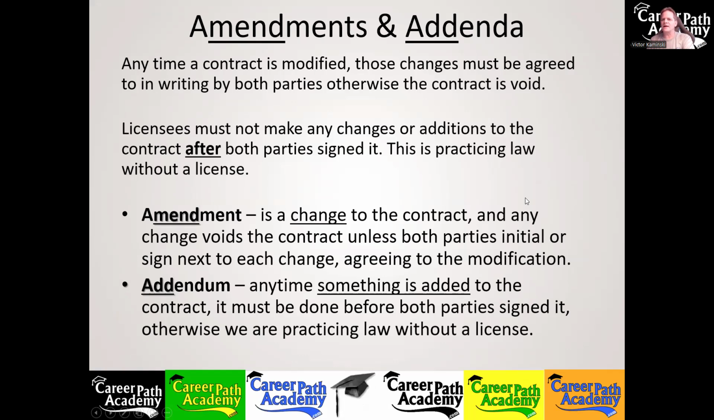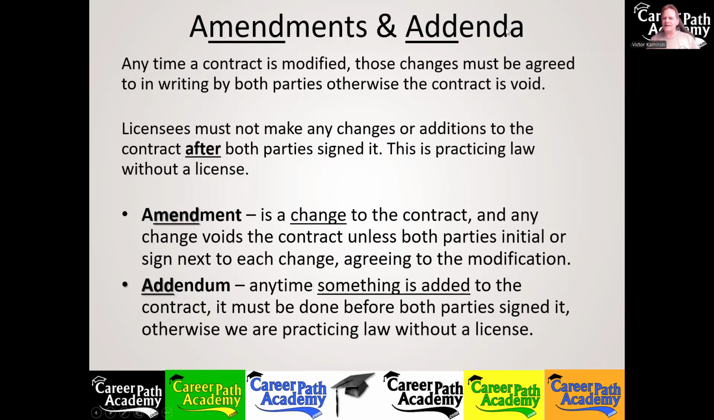Amendments and addenda. Before we ever look at the definitions, let's just look at the words themselves. The word amendment has the word mend in it. What does mend mean? To mend something? To fix it, to put together. So you're making a change. You're fixing something. So the word amendment means to fix or change a contract, to make changes to a contract.